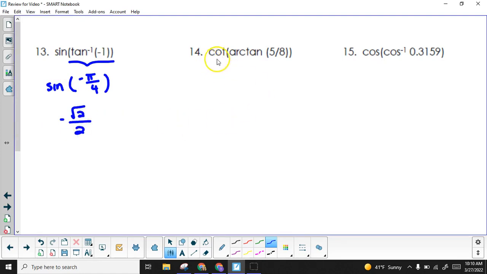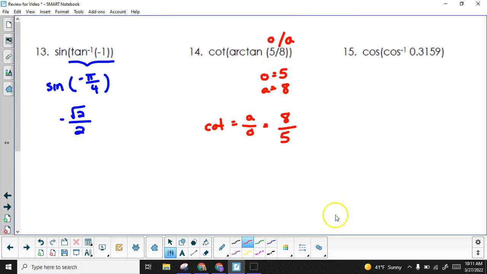Number 14, the cotangent of the arctangent of 5/8. So a couple different ways we could do this one. If we know that we're looking for the angle whose tangent is 5/8, tangent is opposite over adjacent. We could find our missing hypotenuse, and there's nothing wrong with doing that. However, we don't actually need to do that. We know that the opposite is 5, the adjacent is 8. So when we're asked to find the cotangent, which is the adjacent over the opposite, it's just going to be the reciprocal of 5/8, which is just 8/5. Again, nothing wrong with finding the hypotenuse, but you don't need to do that.